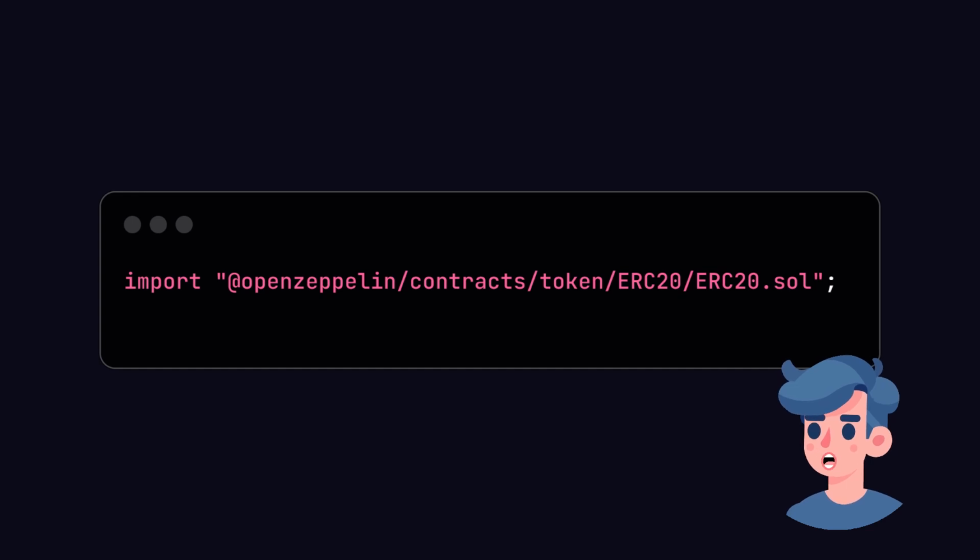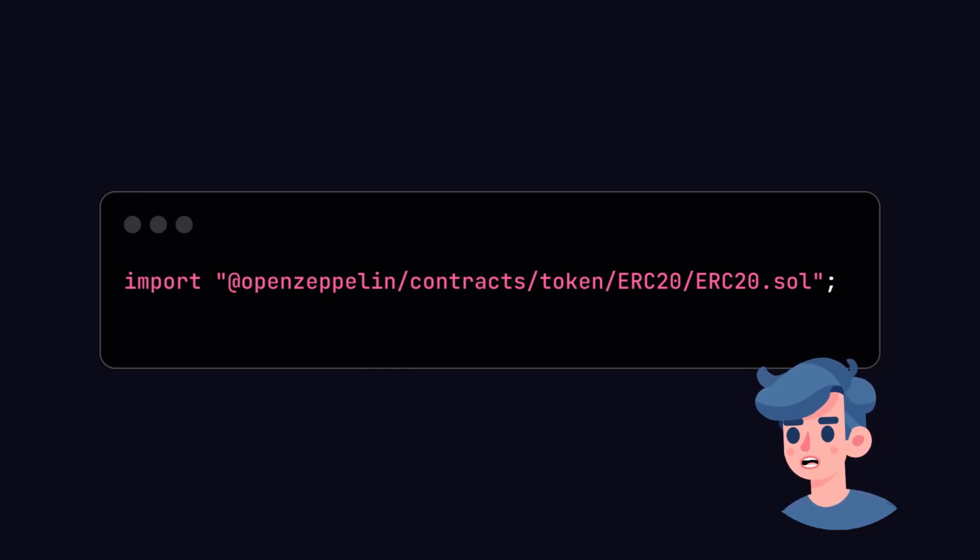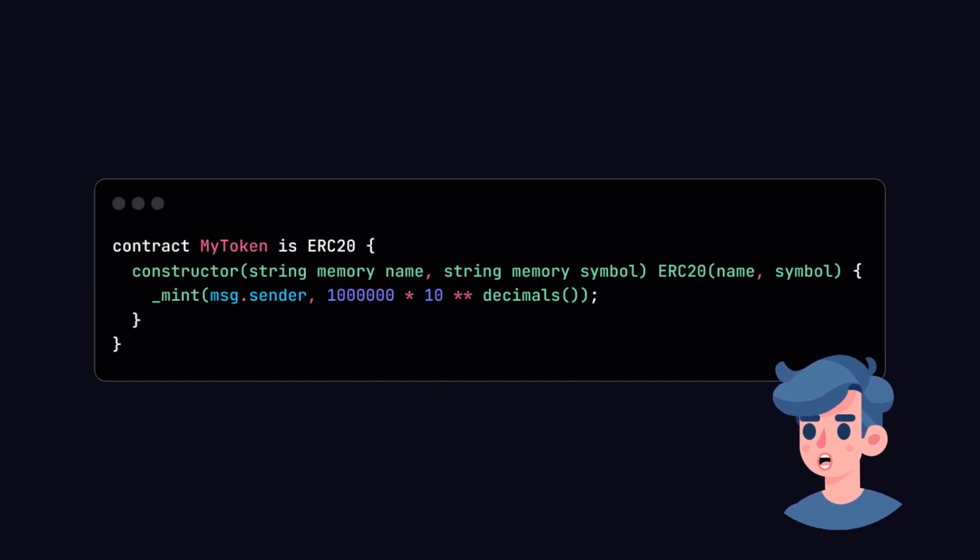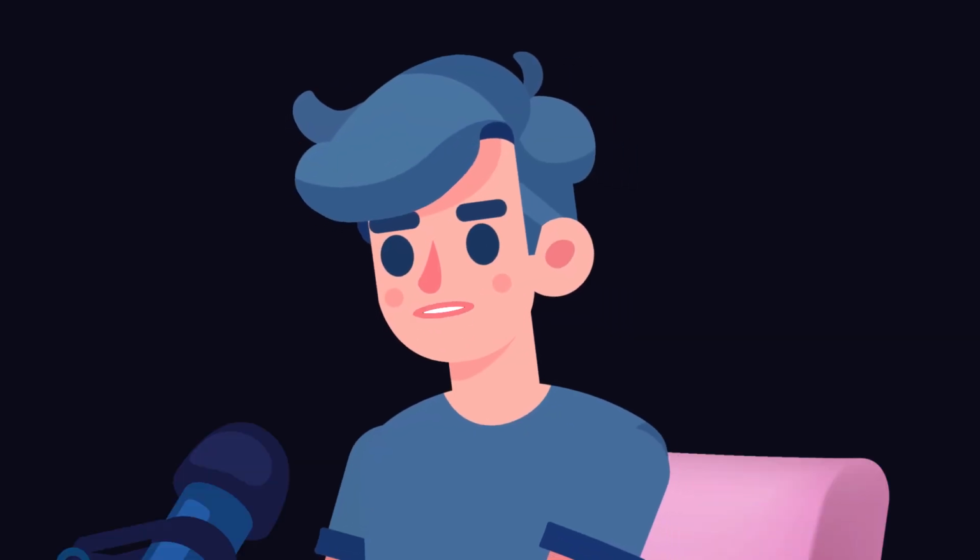Now, let's import the ERC20 standard interface from OpenZeppelin, a popular library for secure smart contract development. Next, we will define our contract, inheriting from the ERC20 contract provided by OpenZeppelin. This gives us access to all the required functionalities of an ERC20 token. Let's break down this contract.